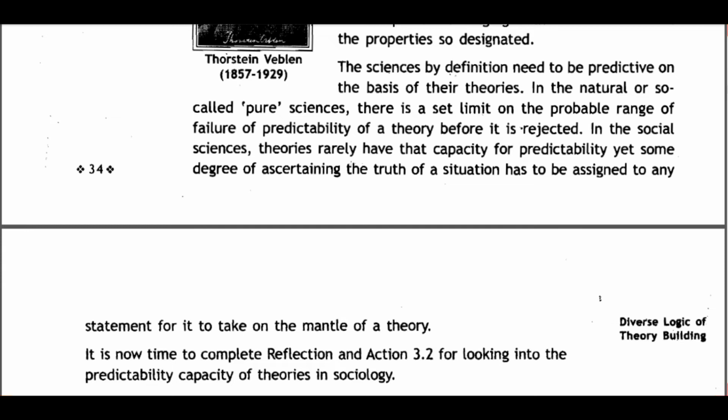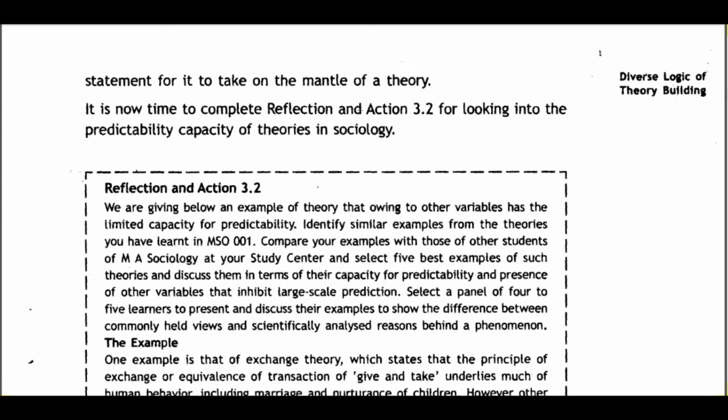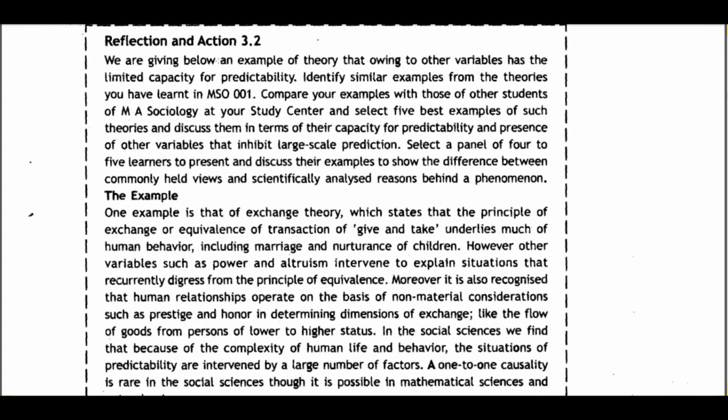In the social sciences, theories rarely have the capacity for predictability, yet some degree of ascertaining the truth of a situation has to be assigned to any statement for it to take on the mantle of a theory. It is now time to complete Reflections and Actions 3.2 for looking into the predictability capacity of theories in sociology. Reflections and Actions 3.2. We are giving below an example of a theory that, owing to other variables, has limited capacity for predictability. Identify similar examples for the theories you have learned in MSO 001.